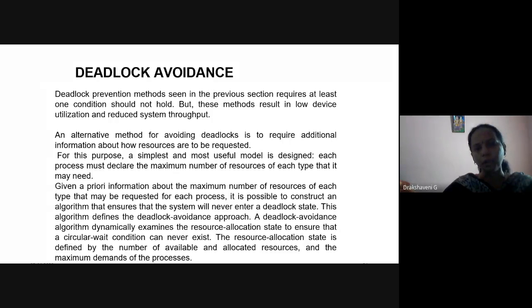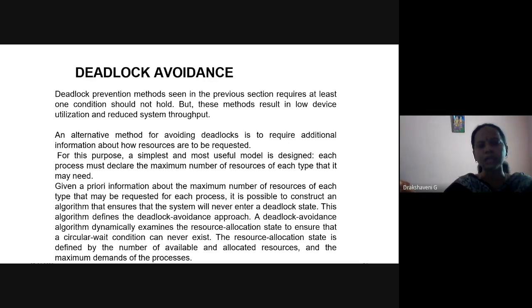So what do we mean by avoid? Right now, we are trying to avoid ourselves from coronavirus attacking us by staying home. Same way here also, deadlock avoidance. The deadlock prevention methods seen in the previous section require that at least one condition should not hold. But these methods result in low device utilization and reduced system throughput.